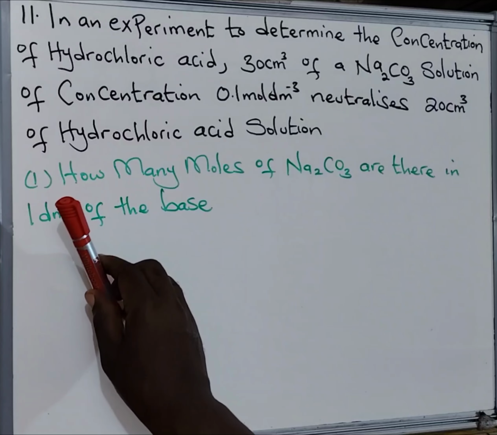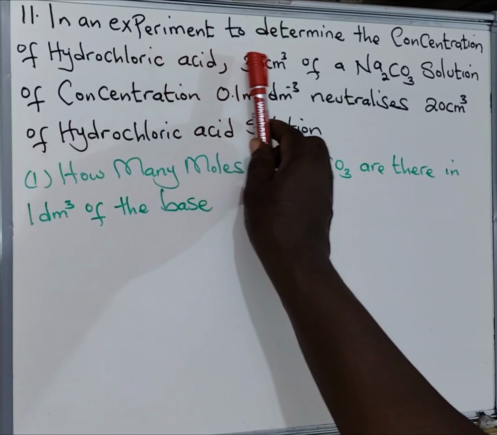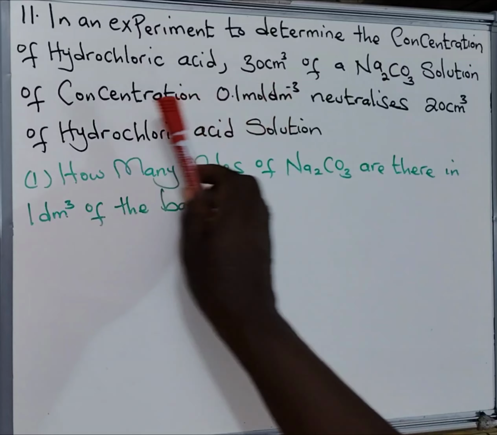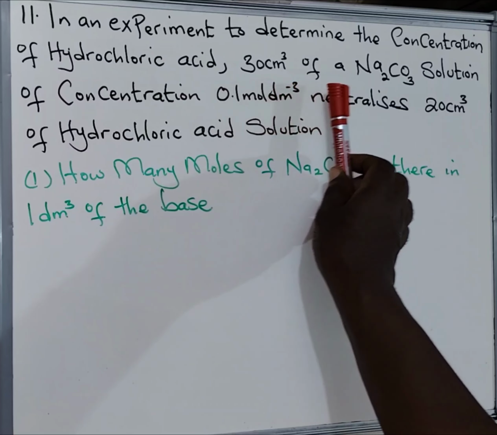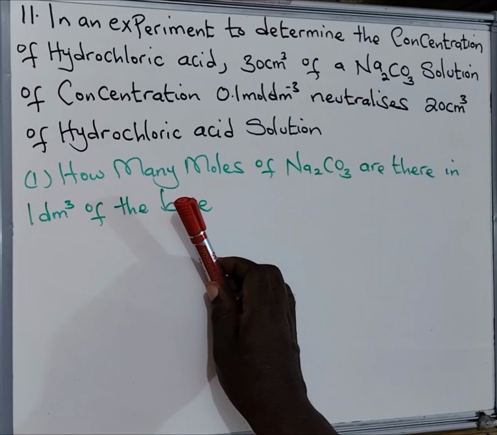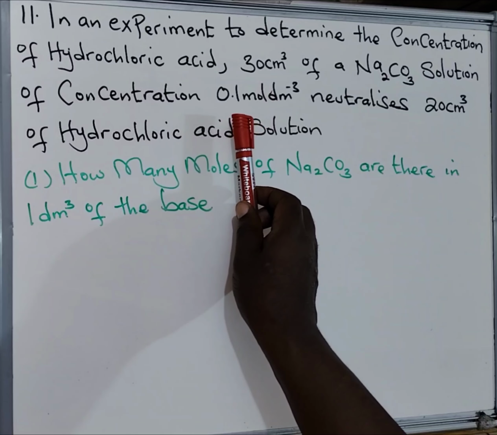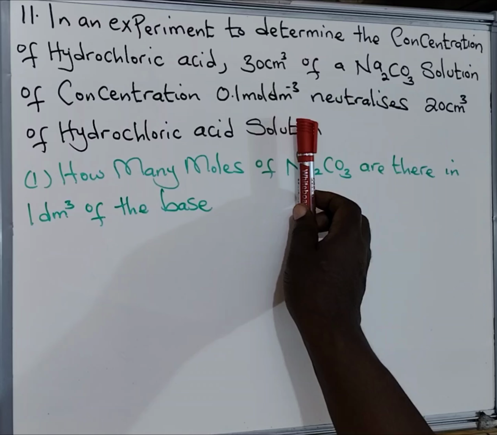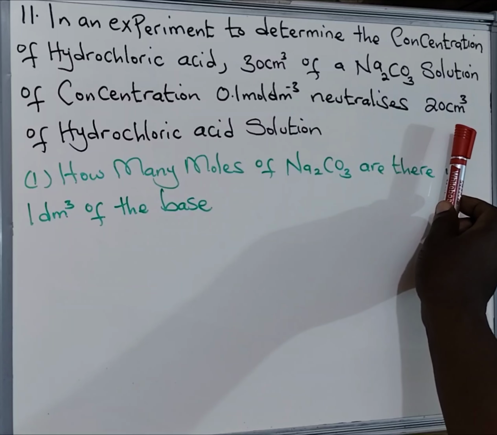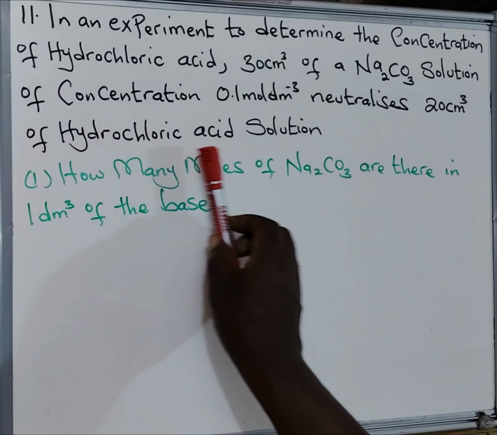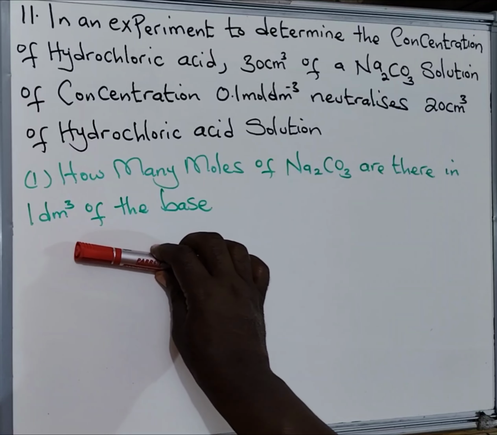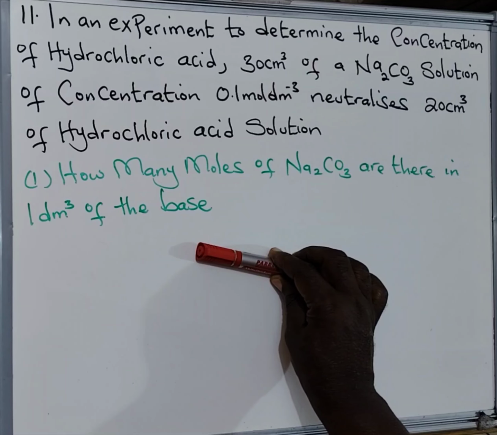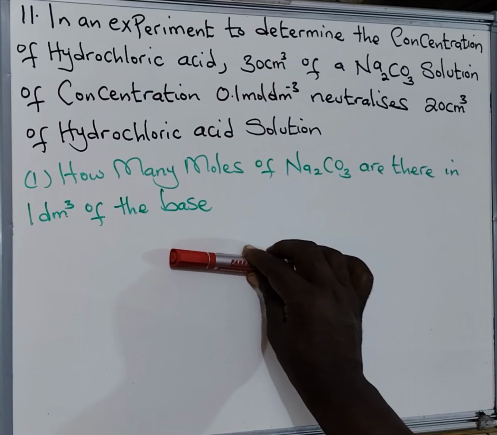It says that in an experiment to determine the concentration of hydrochloric acid, 30 cubic centimeter of sodium carbonate solution of concentration 0.1 moles per cubic decimeter neutralizes 20 cubic centimeter of hydrochloric acid solution. And the question says, how many moles of sodium carbonate are there in 1 cubic decimeter of the base?